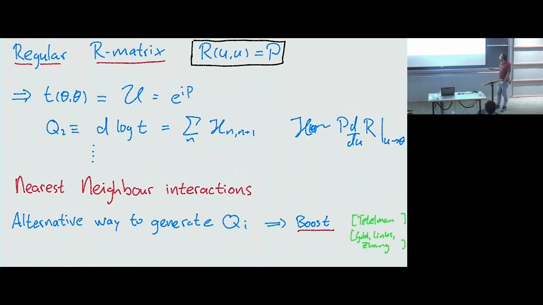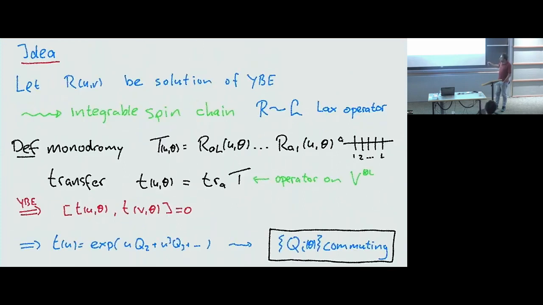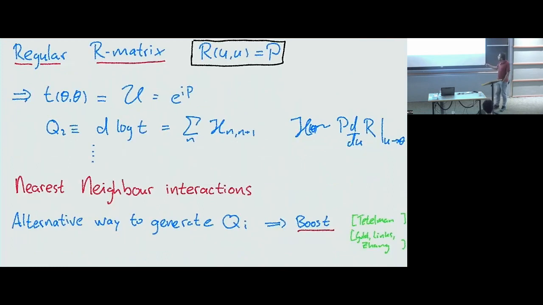Okay, good. So if I assume that the R matrix is regular, so that means at the point u=v it reduces to the permutation operator, then I can show that the transfer matrix at the special point theta, so R depends on u and theta, which you can see as the inhomogeneities of the spin chain, just becomes a shift operator, because it basically becomes the product of a bunch of permutation operators. And then the next charge, Q2, which is the logarithmic derivative of T, becomes the nearest neighbor interaction, which is usually taken to be the Hamiltonian. Okay, and then you can go on and take higher and higher logarithmic derivatives of your transfer matrix. You'll get more and more charges.